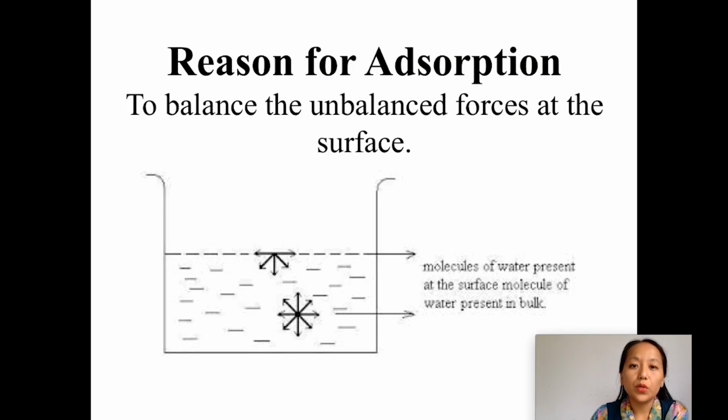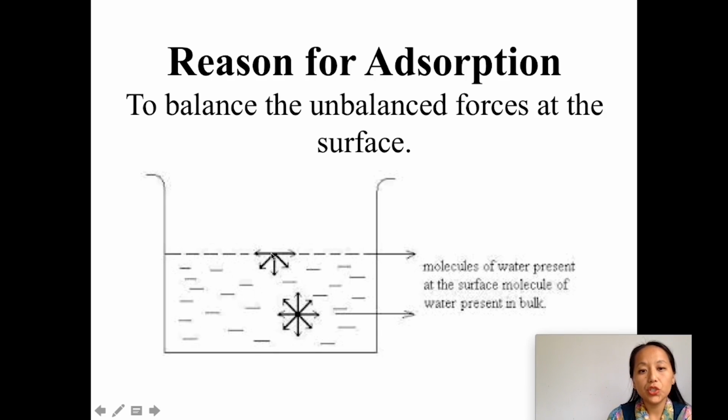The reason for adsorption is by looking at this picture, you will see the difference between the molecules which are present at the surface and the molecules which are present in the bulk. The molecules present in the bulk are much more stable compared to the molecules present at the surface. The reason is that a molecule in the bulk is uniformly surrounded by forces, whereas for a molecule at the surface, the forces are not uniform around it.